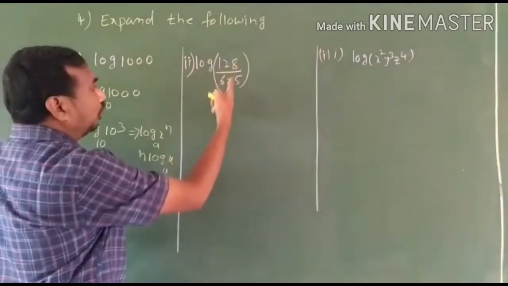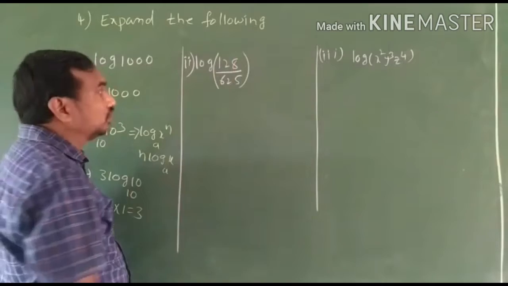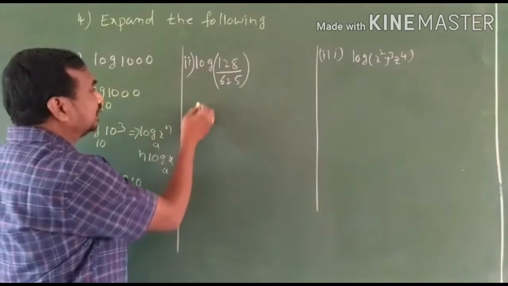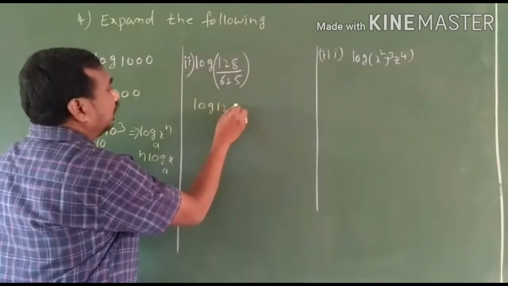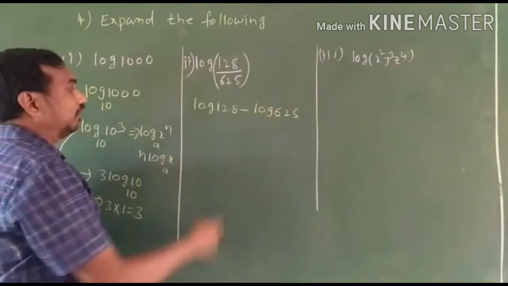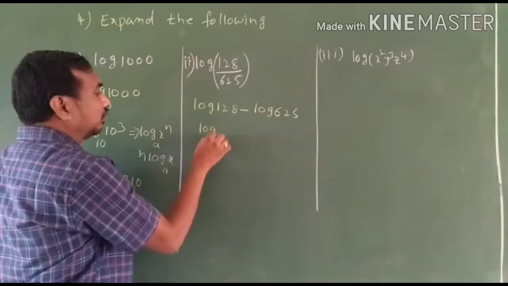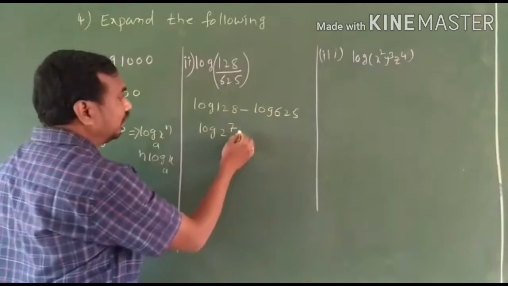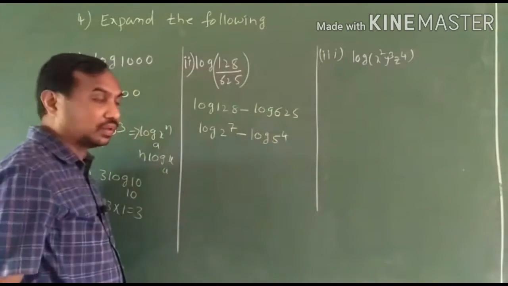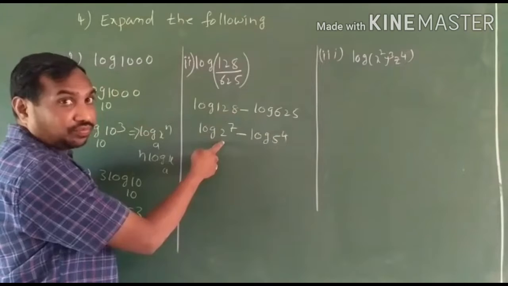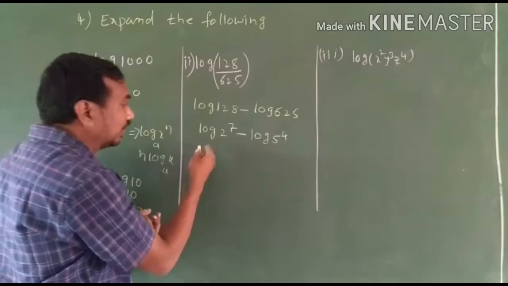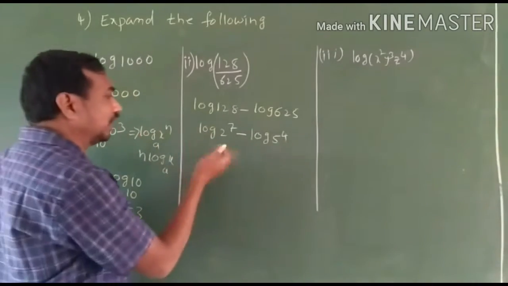Now here, log 128 to the base 625. This is the form of log x by y. Log x by y can be written as log x minus log y. Again we know that 128 can be written as 2 power 7, so log 2 power 7 minus log of 625, which can be written as 5 power 4. So again this is the power form, log x power n to the base e. The base is not given here, take it as 10, or you can leave it like that only.